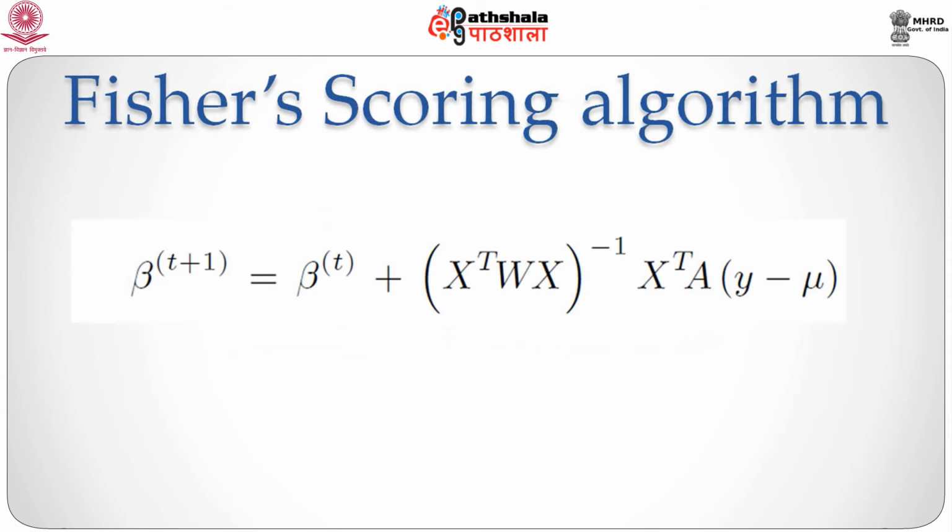Fisher scoring algorithm. If I write out the steps of the Newton-Raphson algorithm, which say that given my iteration at t and the results from the t-th iteration, say beta t, beta t plus 1 is equal to beta t plus a correction factor which depends on the Hessian or the information and the score at iteration t.